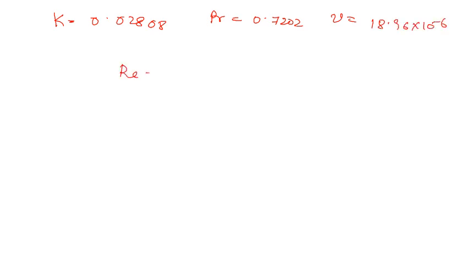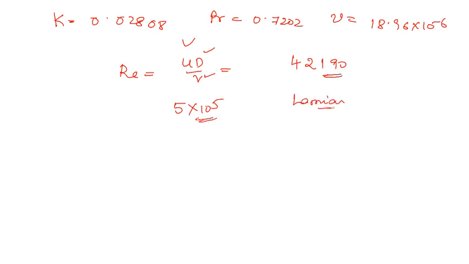Substituting these values, we'll get the Reynolds number to be ud by nu. So velocity is given and we have the diameter and nu. Substituting all these values, we get the Reynolds number 42190, which is less than 5 into 10 to the power 5 for the external flow. If it is less than that, we consider this as laminar. So this is a laminar flow.